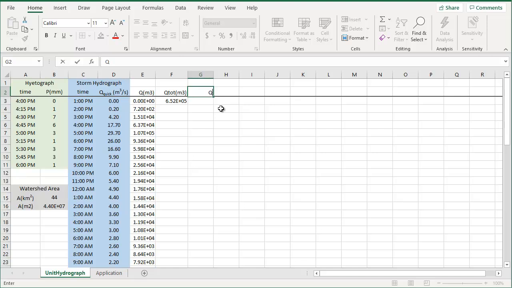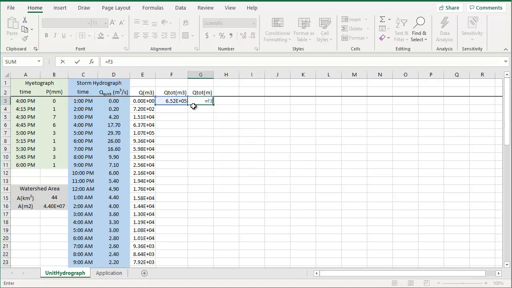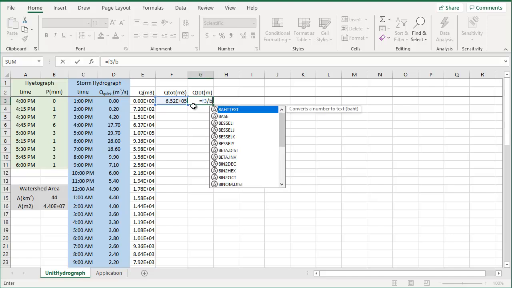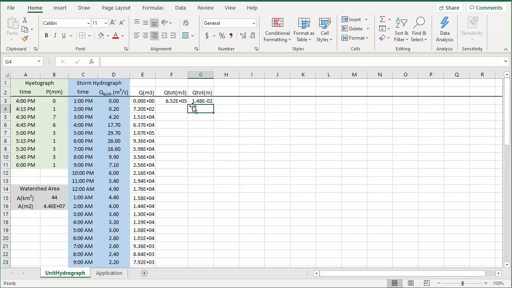And I want to convert that now to a depth. So this is now the quick flow in terms of depth, in meters, and remember I get that by dividing the total volume by the area of the watershed. Since the total volume is in cubic meters and the area of the watershed in cell B16 is in square meters, that's just what I want, and it will give me a total depth of quick flow in meters. So I'm going to take the value in F3 and divide it by the value in B16. My volume divided by my area, I get a depth of 0.0148 meters.